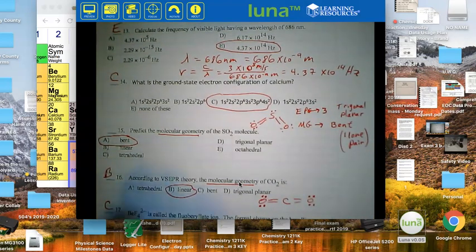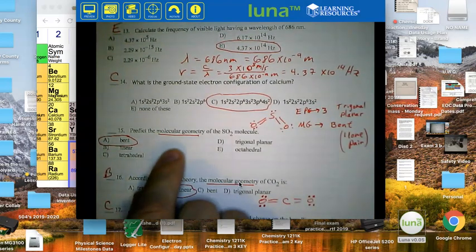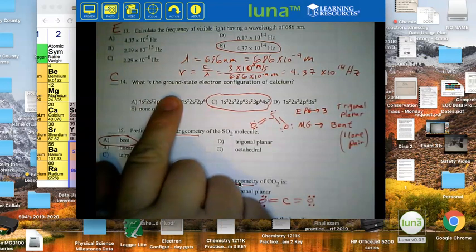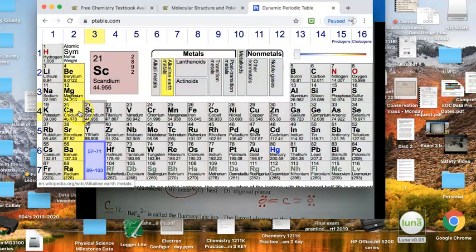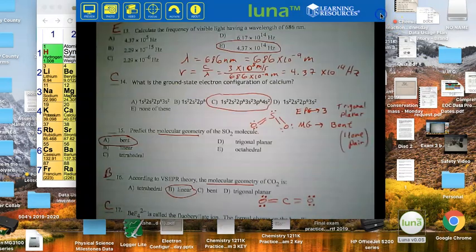All right, number 14, here we have a question. What is the ground state electron configuration of calcium? So we have to first find calcium on our periodic table here. An easy way to go through this is look at where it ends. Okay, so here I have calcium, so that's 4s2 should be the last part of it. And the only one that ends in 4s2 is answer choice C, which is the answer.